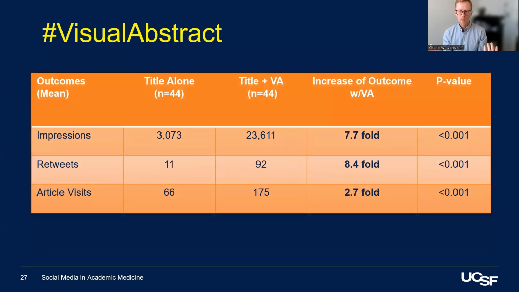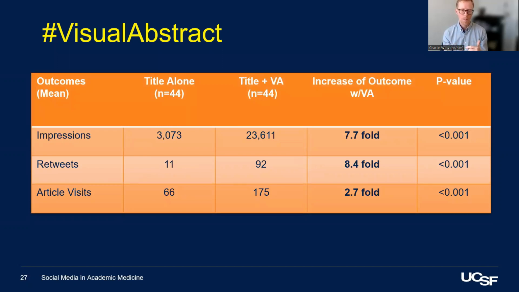What did they find? Impressions, if you included a VisualAbstract, increased almost 8-fold. Retweets, more than 8-fold, and article visits increased 3-fold. So I come back to what I was talking about in the very beginning. If your idea is to have impact, disseminate, engage around your work, this is a great tool to think about doing that as well.